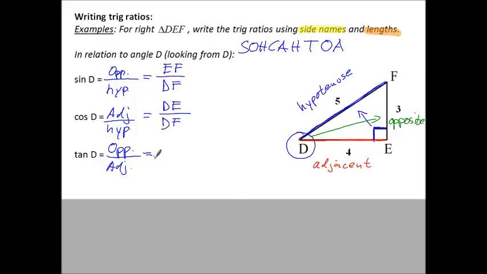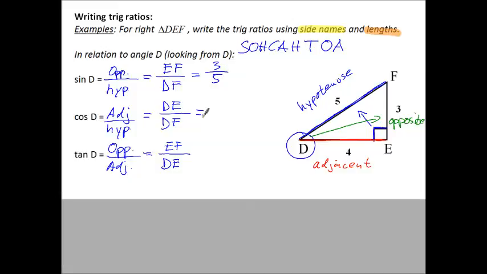And the tangent is the opposite, which is EF, over the adjacent, which is DE. And we do know their lengths, so we're supposed to also show the ratios of the lengths. The sine of angle D is EF, which has a length of 3, over DF, which has a length of 5, so 3 over 5.